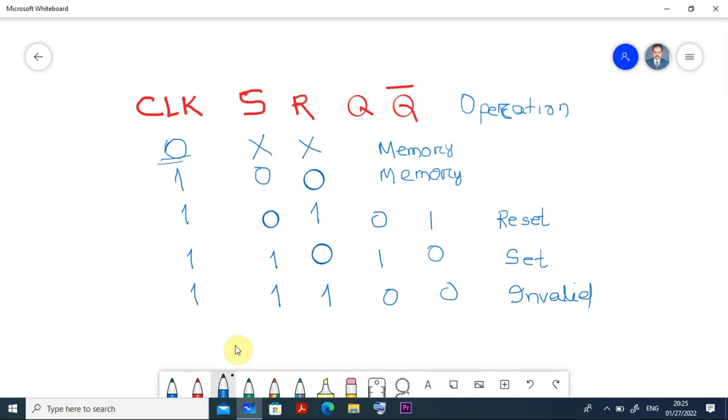What is there in the memory remains written. And when I put clock equal to 1, what will happen? If both inputs are 0, S equal to 0 and R equal to 0, then it also retains the memory. It does not go for any change. But when clock is equal to 1, S is equal to 0 and R is equal to 1, then R equal to 1 is a reset.